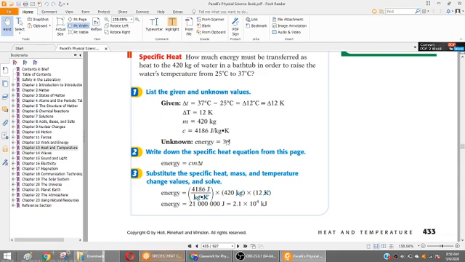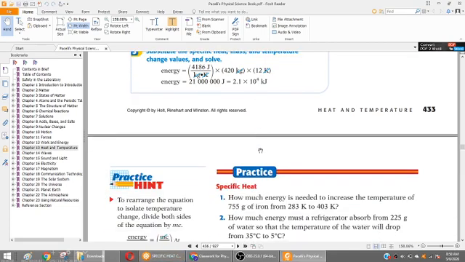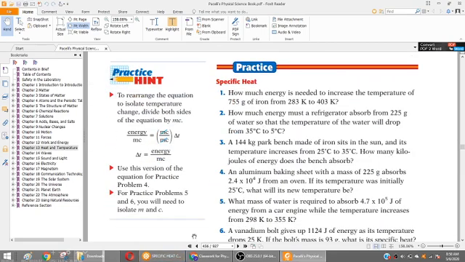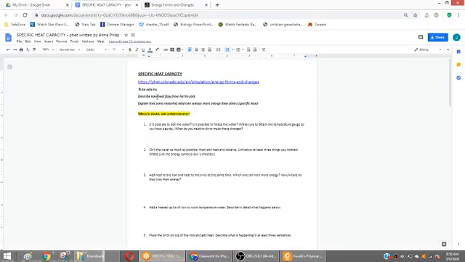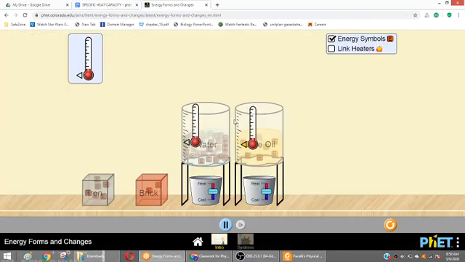So now let's take a look at the handout now that you have an idea about what specific heat is. The handout says, describe how heat flows from hot to cold. Explain that some materials hold and release more energy than others, specific heat. So that's what you're going to see in a simulation, which we've already tinkered with. I'm going to reset this.